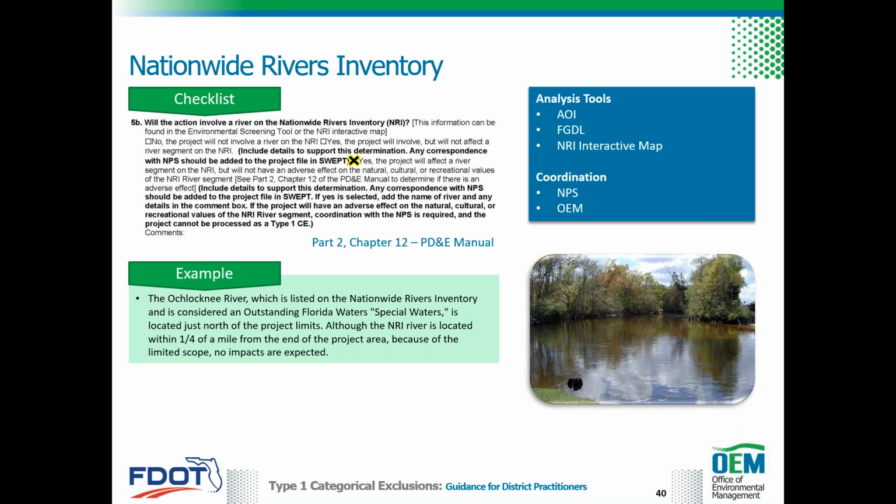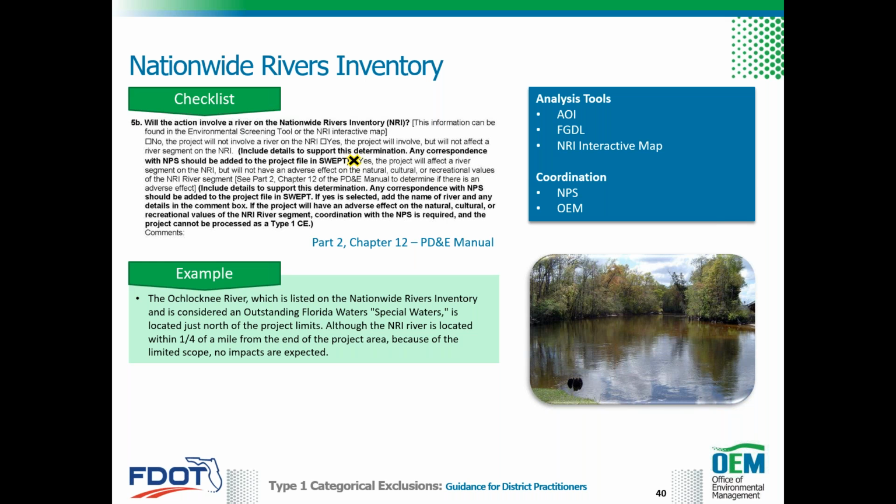Now, if an NRI river will be affected, but the project's not going to have an adverse effect, in the comment box, include the name of the river and the details to support that it's not going to be adversely affected. And only proposed new construction or proposed expansion of existing developments will need to be considered in assessing impacts. For example, repaving an existing bridge over an NRI river segment is very unlikely to impact the river.